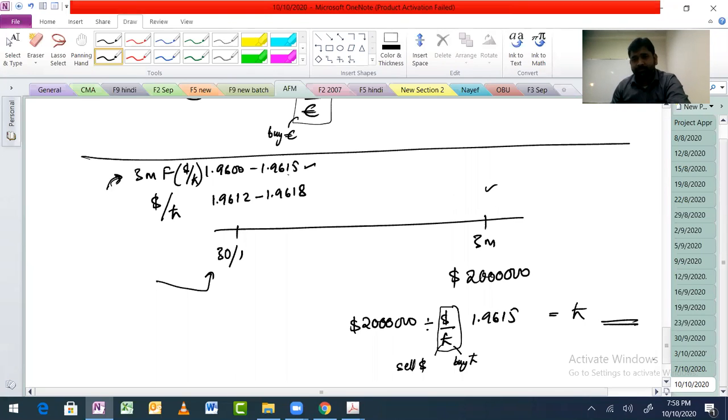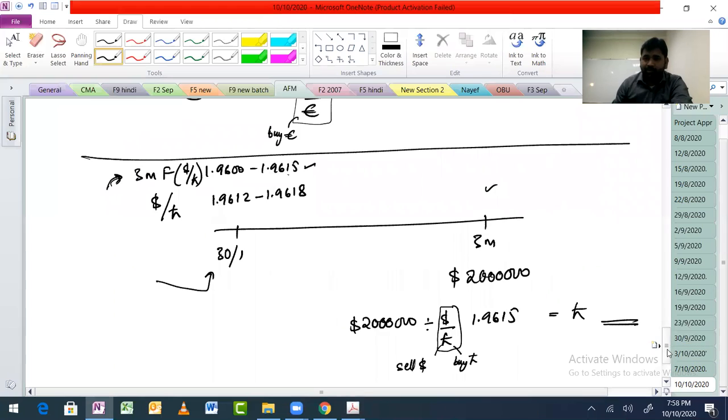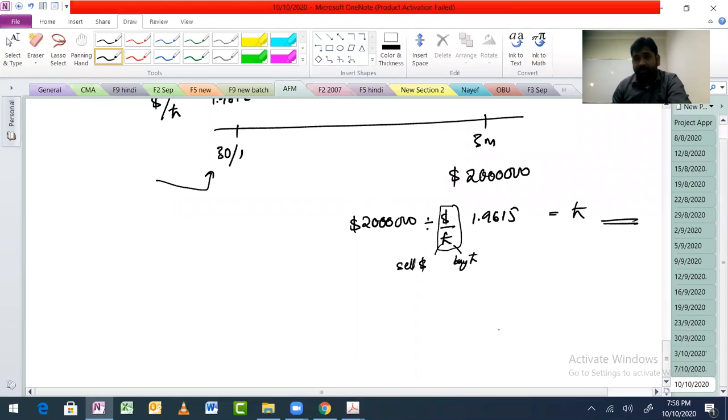Easy stuff. Second one, calculate the cost of paying an invoice of 2 million. They don't even change the numbers. Anyways, this time again same story, but this time you want to pay, right? So everything else will remain the same. Instead of wanting to sell dollar, now you want to buy dollar, correct? Because you have to pay.